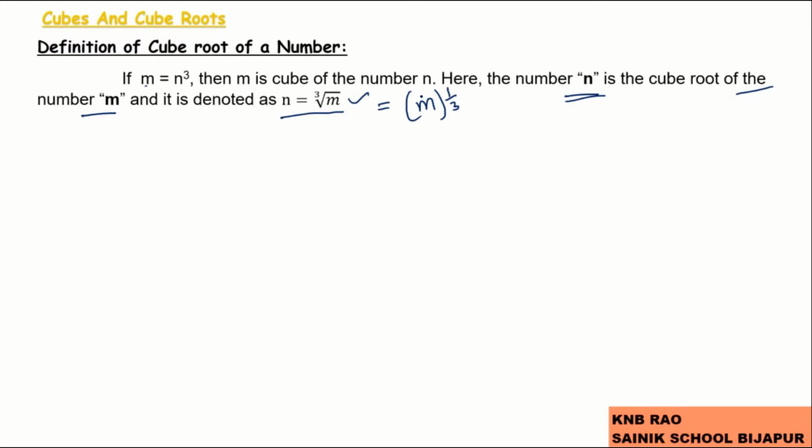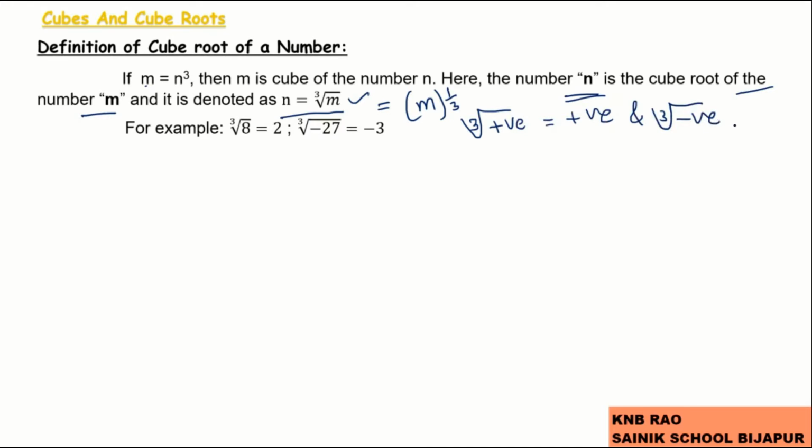So we learned this definition in our previous session. For example, the cube root of 8 is 2 and the cube root of minus 27 is minus 3. From these examples we learn, importantly, that the cube root of a positive number will be positive and the cube root of a negative number is negative. This is what we learned.